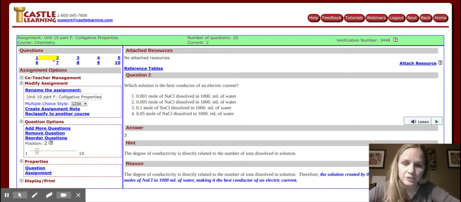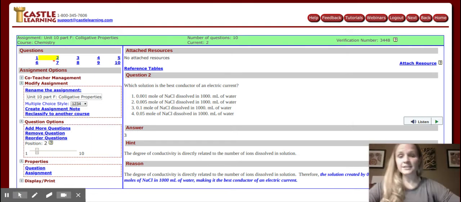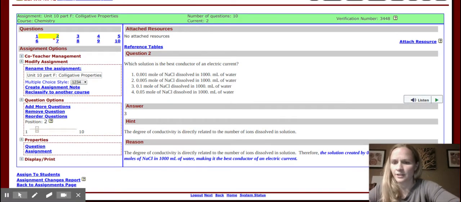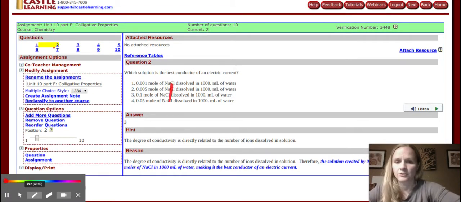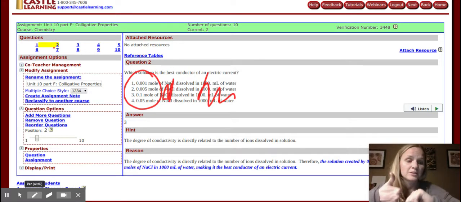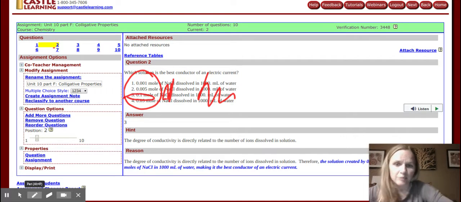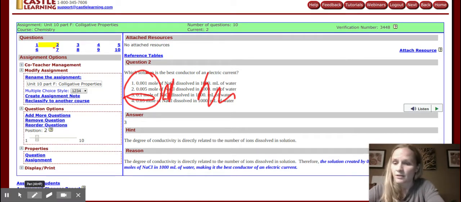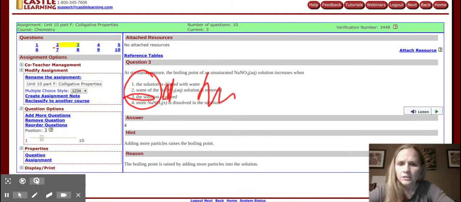Which is the best conductor? Just like I mentioned, when something breaks into pieces, it'll be a good conductor. So we just want the thing that'll break into the most pieces. They're all NaCl, and they're all 1,000 milliliters of water, so that doesn't matter. I'm just going to pick the one with the most moles, because the more stuff you put in there, the more the boiling point goes up and the freezing point goes down, and it's also going to make it a better conductor. So I think this is the biggest number here, 0.1. More conductivity with more moles. On to the next question.